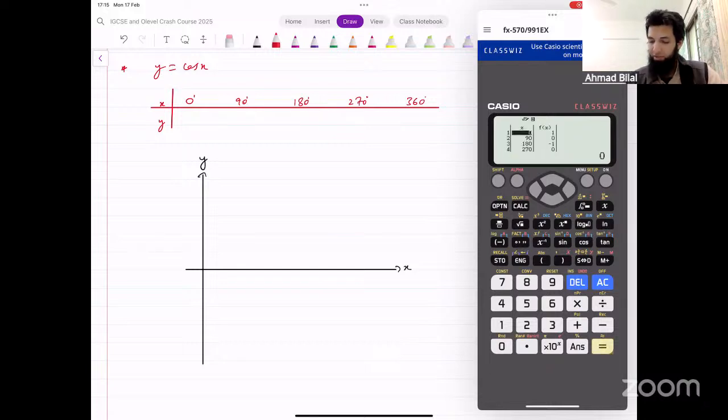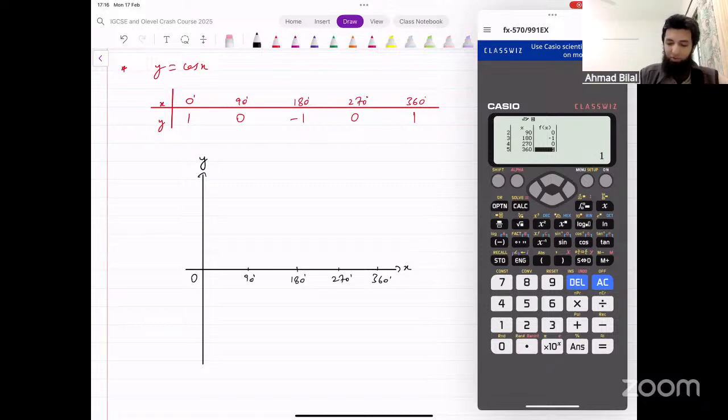Now, this is what the table looks like for me. At 0, I'm getting 1. At 90, it is 0. At 180, it's -1. At 270, it's 0 again. And at 360, it is 1. Let's plot those values. So we start from 0, and then in the middle here we have 180. Then on the right side we've got 360. Let's break it down further. This is 90 and this is 270. Let's plot those points. Maximum value is 1 and the minimum value is -1.